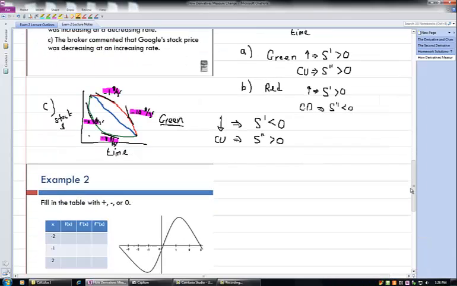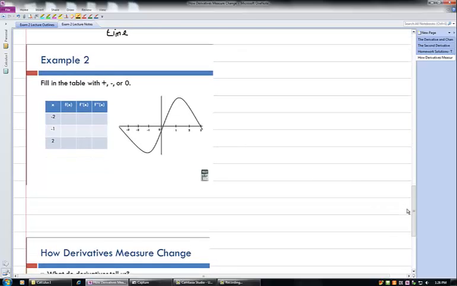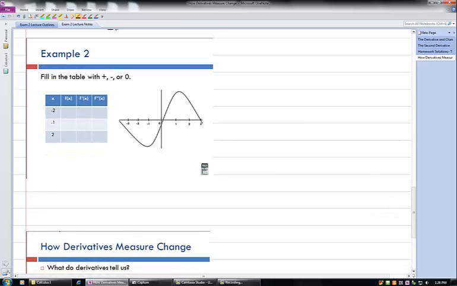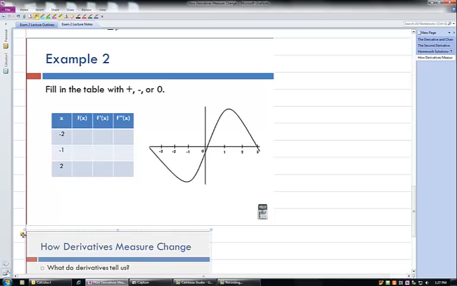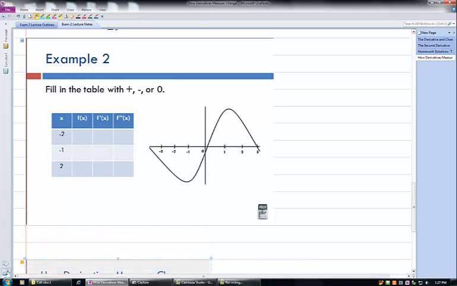The next example we want to do is fill out this table. Let's take a look at this table here, and it says fill in the table with positive, negative, or 0. The idea is to use this graph right here and try to figure out when the function first is positive or negative. So this is the function part. Figure out first when the function part is positive or negative, then figure out when the derivative is positive or negative, and then figure out when the second derivative is positive or negative.